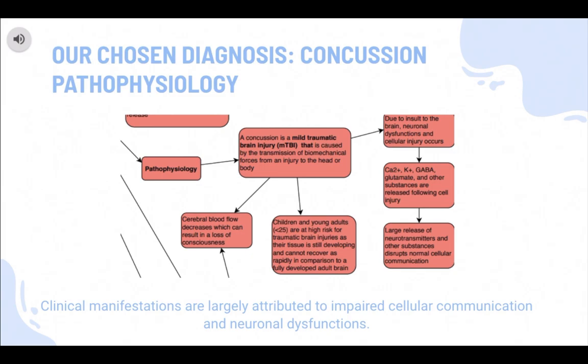Calcium, potassium, GABA, glutamate, and other substances are released following cellular injury. Large release of neurotransmitters and other substances disrupts normal cellular communication and causes some of the symptoms which we will describe shortly. Cerebral blood flow also decreases, which can result in a loss of consciousness which occurs in less than 10% of cases. Children and young adults less than 25 years of age are at a high risk for TBIs as their tissue is still developing and cannot recover as quickly as an adult fully developed brain.